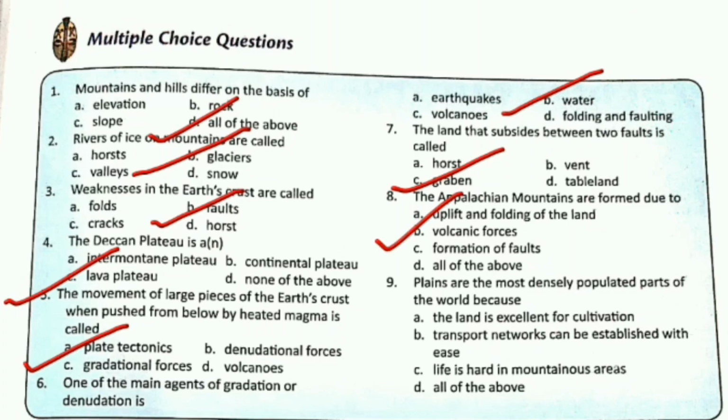Next, plains are the most densely populated parts of the world because, options: the land is excellent for cultivation, transport network can be established with ease, life is hard in mountainous areas, or all of the above. So plains are mostly densely populated because all the above reasons are correct. So here the correct option is D.